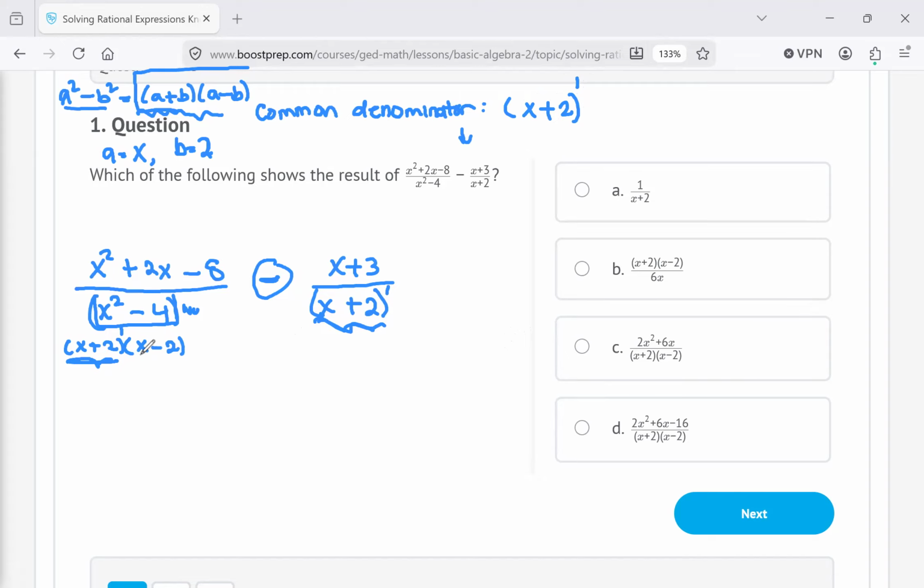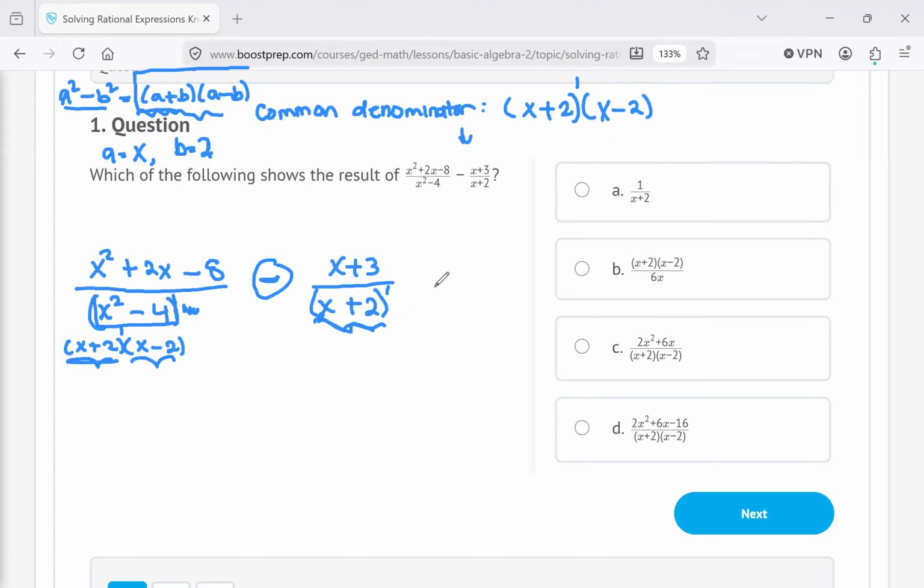Now, what about this other base of x minus 2? Do you see it as a repeating base? No, I don't see it anywhere else. So bring that down. Okay, so this is your common denominator. Do not FOIL it out, leave it as it is, because you'll see what I mean.